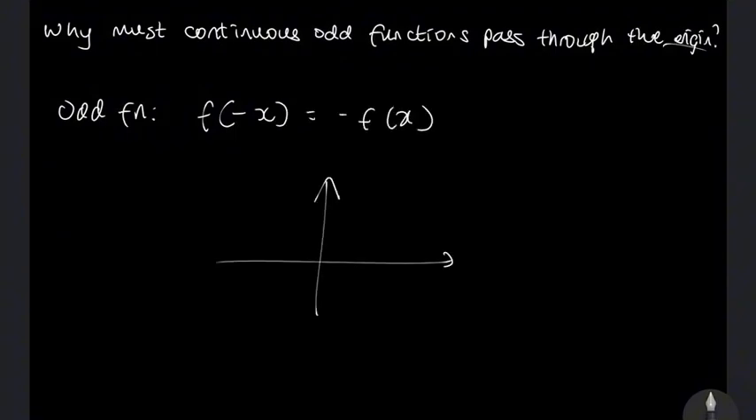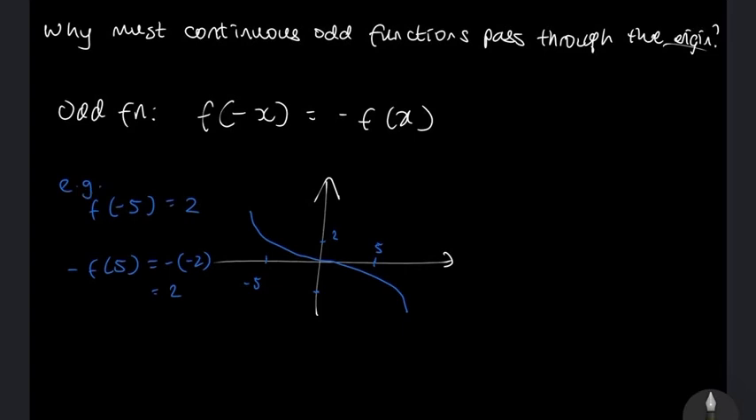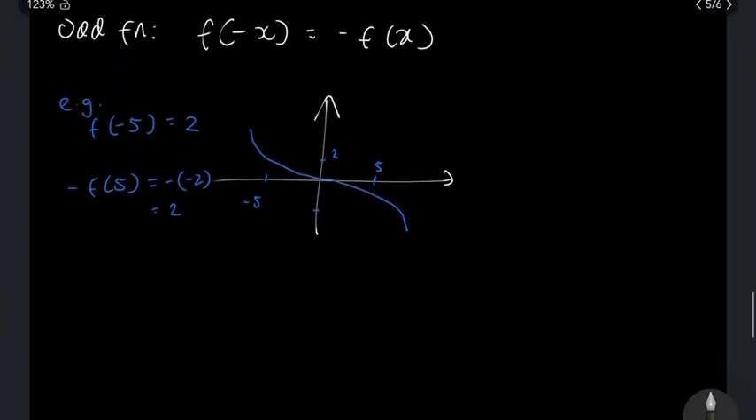I'm going to draw an example just to help you visualize. Let's say at x = -5, the output is 2, and at x = 5, the output is -2. You can see that this function satisfies our criteria for an odd function. So this example is a perfectly feasible odd function.